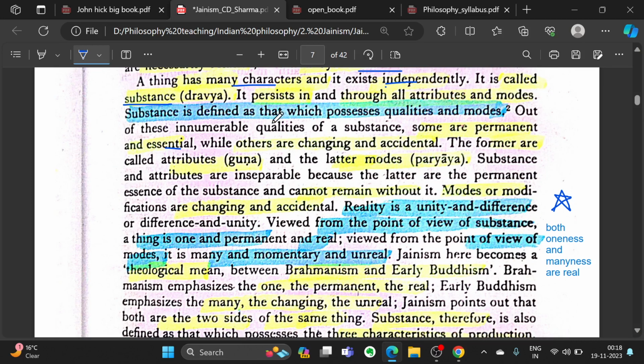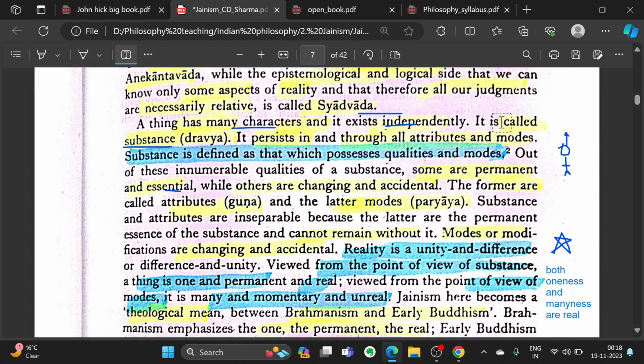Out of these innumerable qualities of a substance, some are permanent and essential, while others are changing and accidental. I will explain with an example what we mean by qualities and modes. Consider a human being. We have already seen what a universal is. So this human being will have a universal of humanness, and this universal will never change, because once we are born a human, we also die as a human. So this is the quality or attribute of the substance.